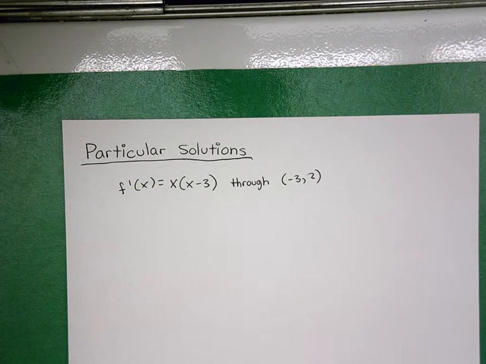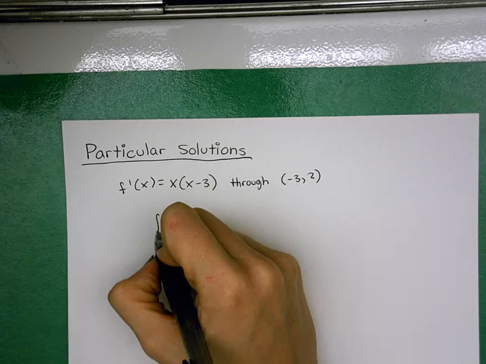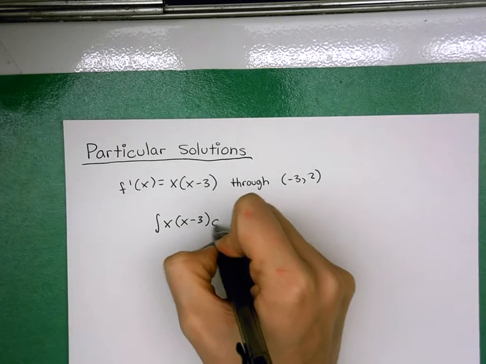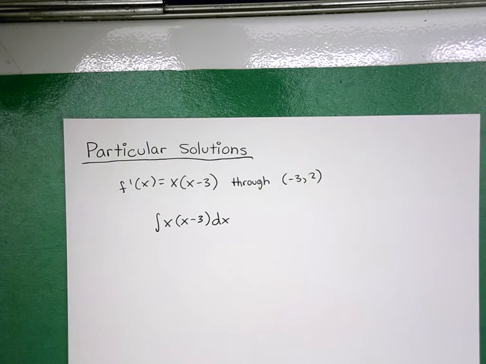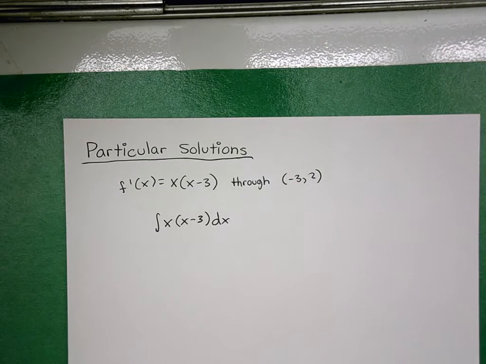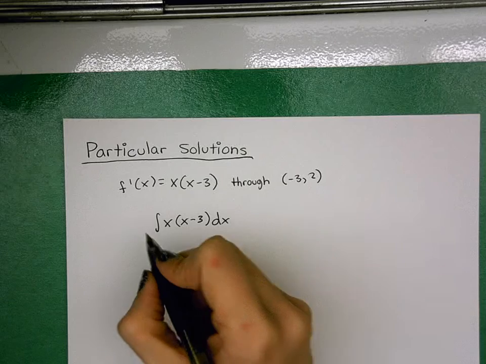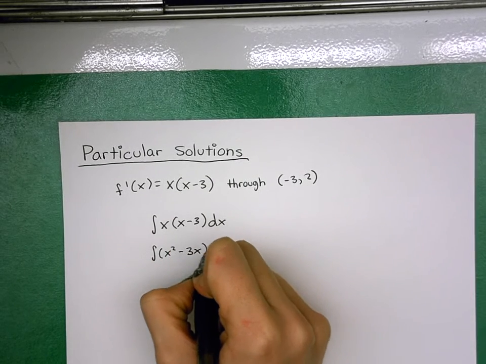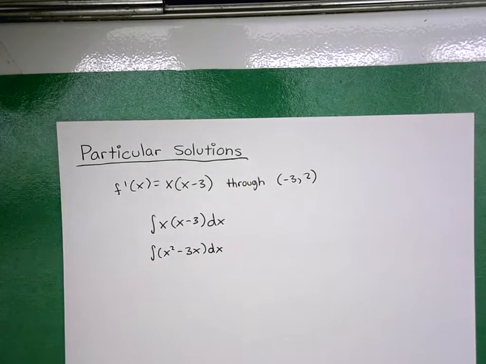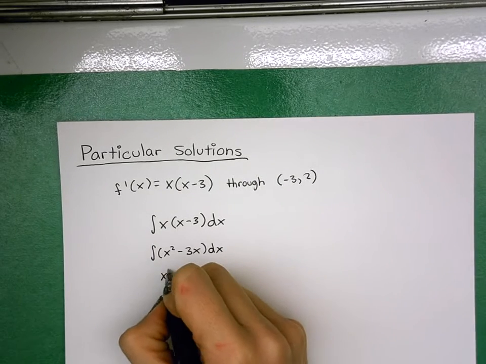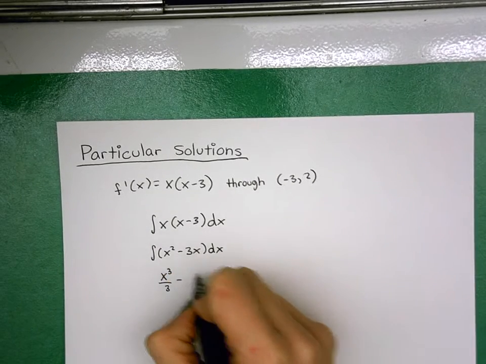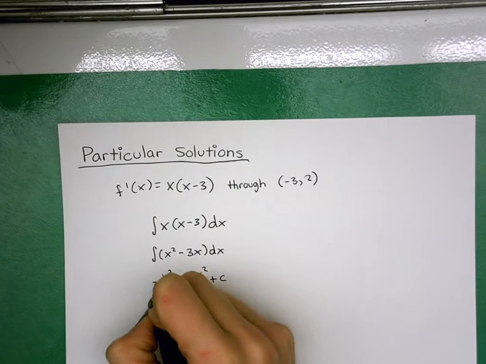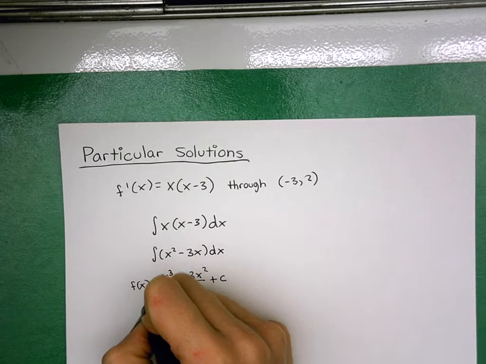Okay? So, particular solutions. Particular solutions start the same way general solutions do, which is we do need to take this antiderivative. As I look at this, I notice that I can get this into power rule by distributing. So I'm going to go ahead and do that. We have x squared minus 3x. And then I can apply power rule, add 1 to the exponent, divide by the new exponent. And so this then would be my general solution.